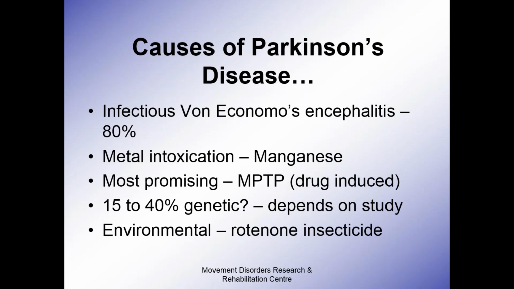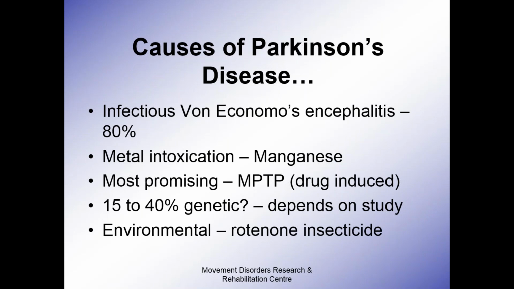Infectious disease, so people who have had von Economo's encephalitis, 80% of them appear to develop the shaking palsy as described by James Parkinson. We could look at cases of metal intoxication. There are certain professions that require the workers to handle manganese, something like hydro workers, for example. And metal intoxication is a known cause of Parkinson-related disorders.